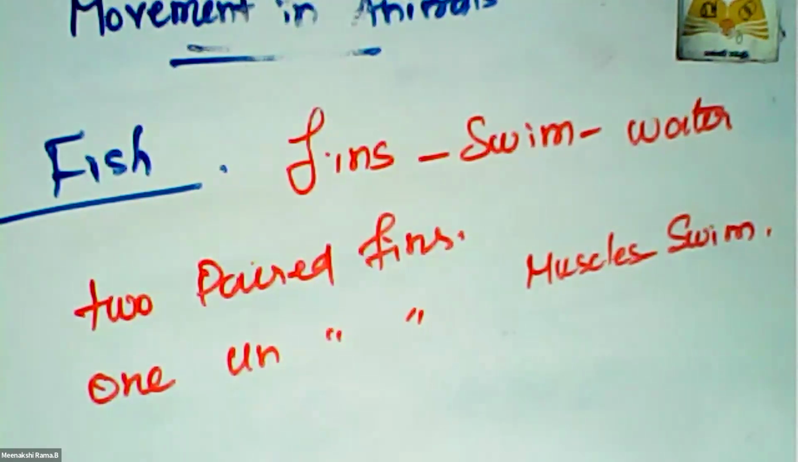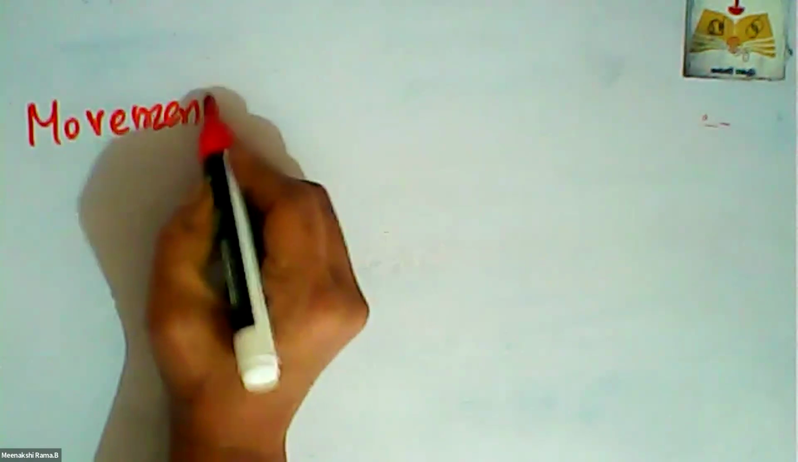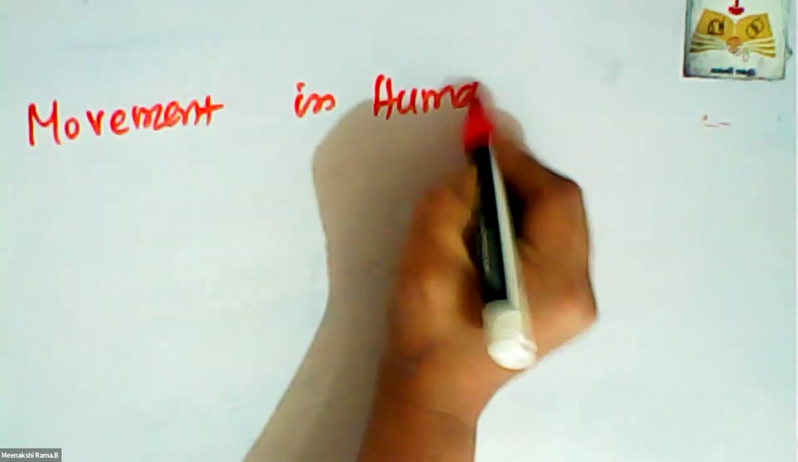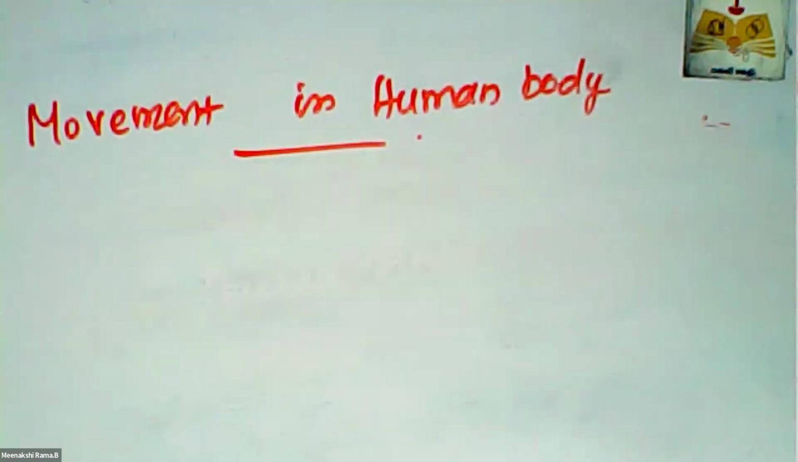Yes, these are all the details about movement in animals, and now movement in the human body. There are different kinds of movements in our body also. The second heading is movement in the human body. What movements are possible in our body? Each and every one of you knows that.